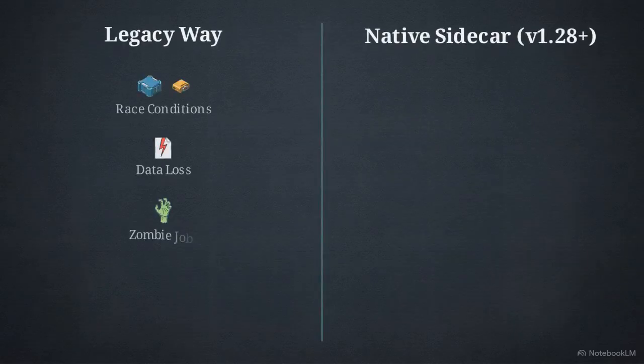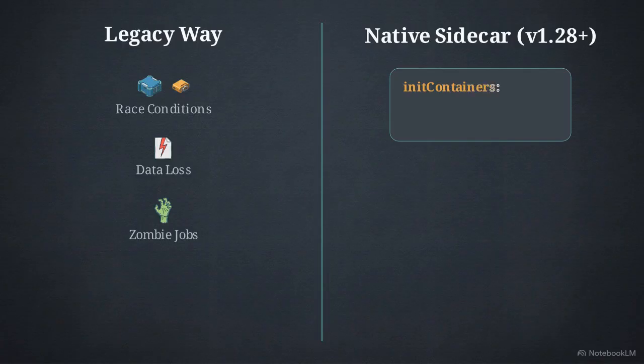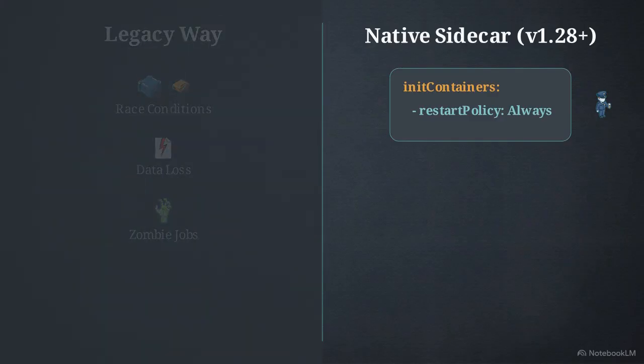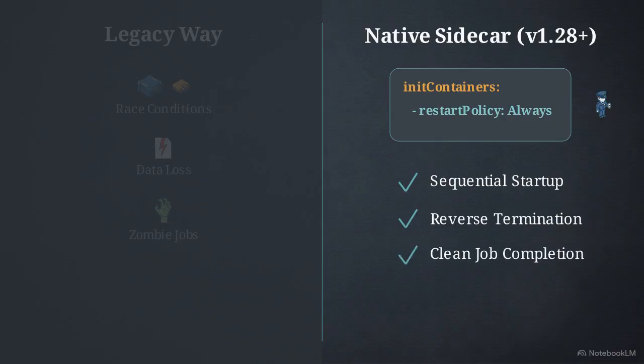By simply nesting the sidecar under initContainers and setting the restart policy to always, we grant the superintendent total authority over the pod. We replace concurrent chaos with guaranteed sequential startup, reverse termination, and clean job completion.